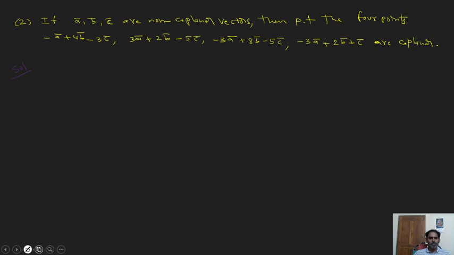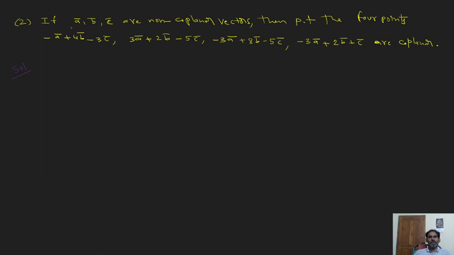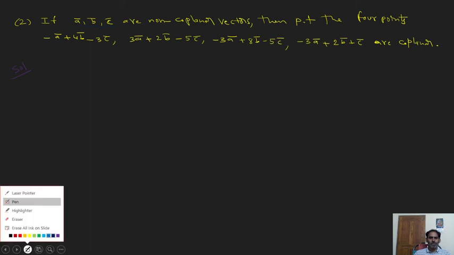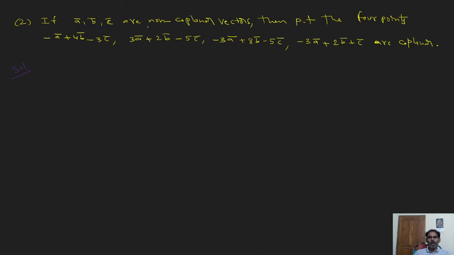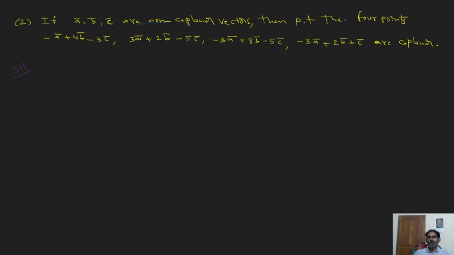Solution. Here the vectors A bar, B bar, C bar are non-coplanar. Once again, separately they are each non-coplanar vectors. Next we have to prove that the vectors are coplanar.